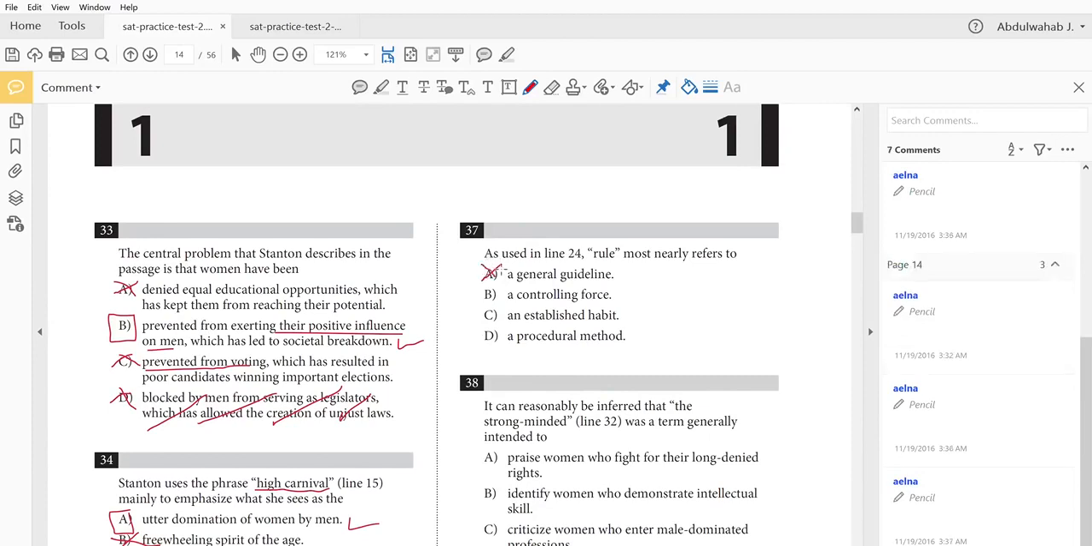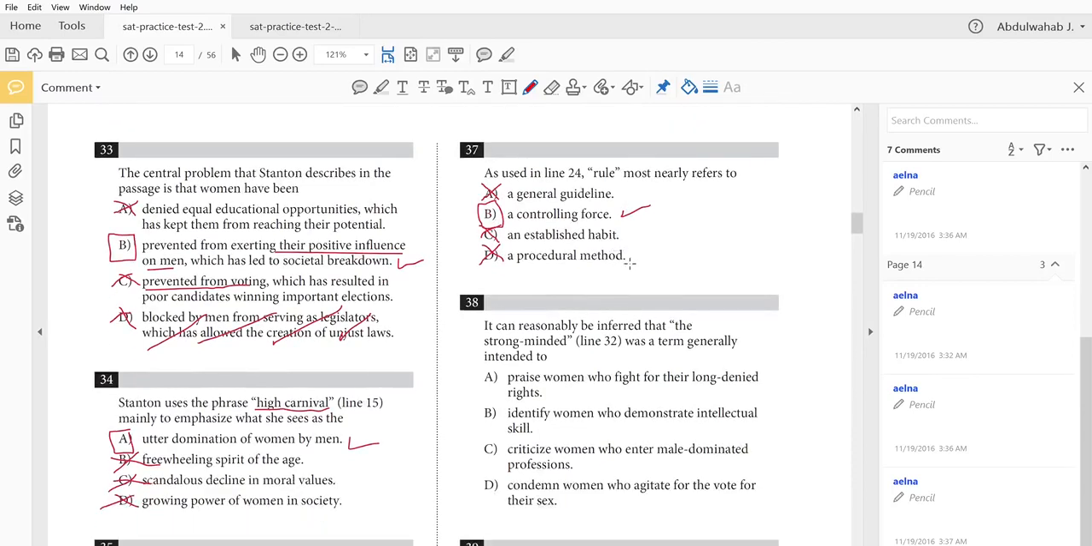Not exactly. We're not talking about guidelines or rules in the sense of laws. A controlling force sounds good. A controlling force is a force that controls others or dominates others. An established habit? Not actually, again, we're not talking about customs or habits. A procedural method? Not really. We're not doing experiments here. So it is a controlling force or a dominating force.